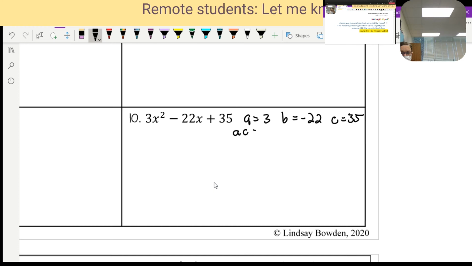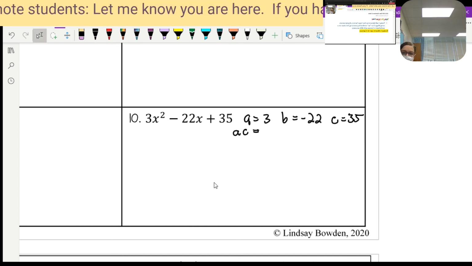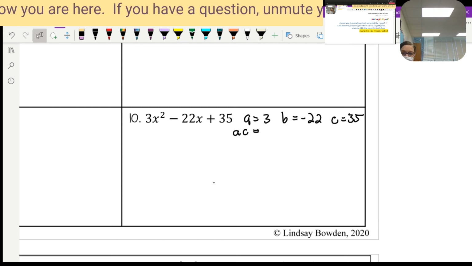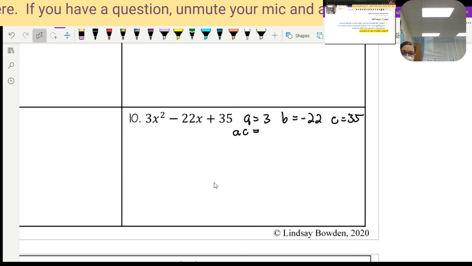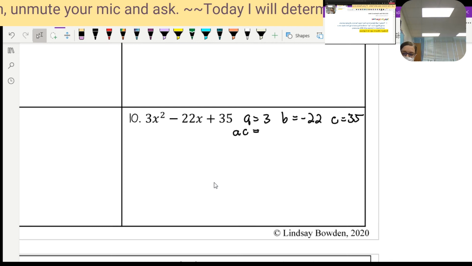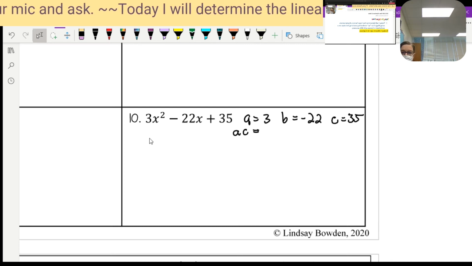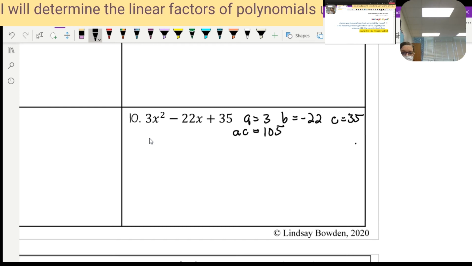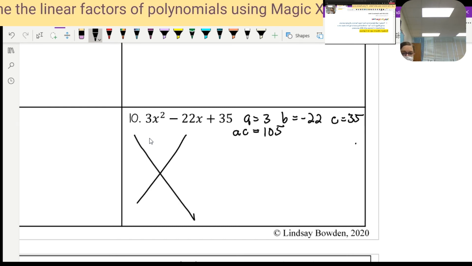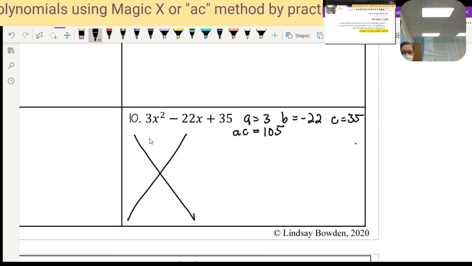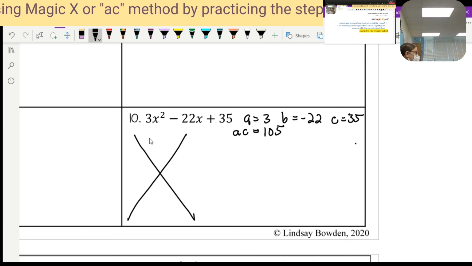AC equals 3 times 35. I need a calculator. There we go. 3 times 35, that's 105. So we have 105. So put in my x. By the way, since 22 is not divisible by 3, there's no greatest common factor here.